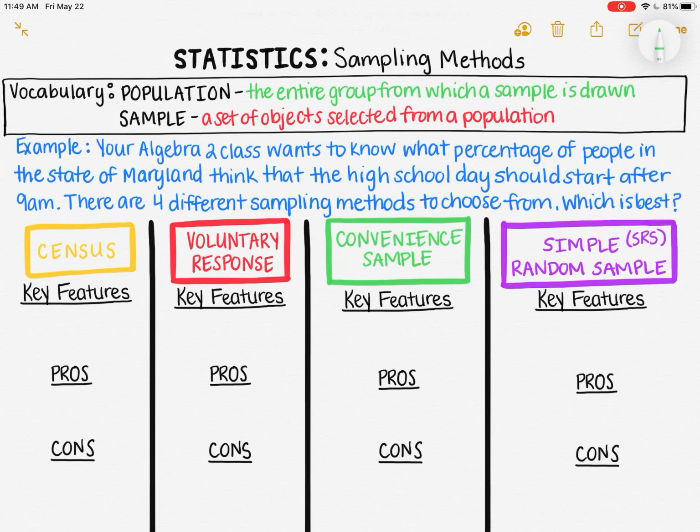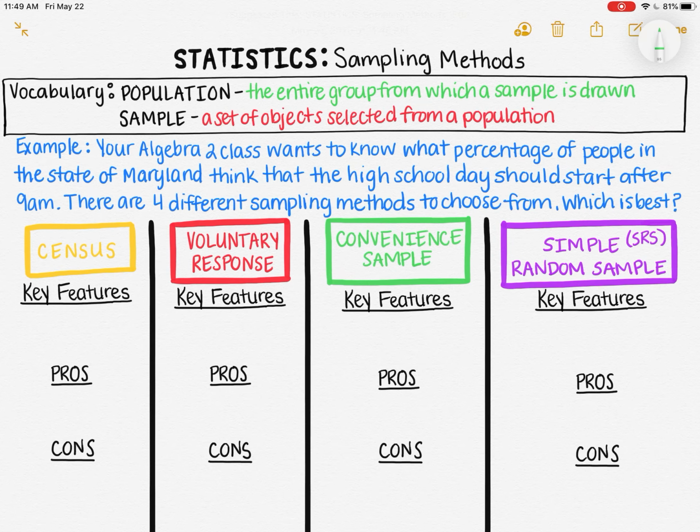In this video, we're going to be talking about sampling methods, which are different techniques that allow us to get a sample of people from a population and ask them a question or survey about information that we're interested in. So for example, let's say that your Algebra 2 class wants to know what percentage of people in the state of Maryland think that the high school day should start after 9 a.m.